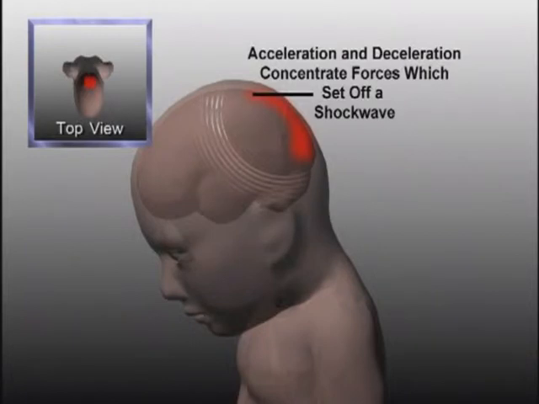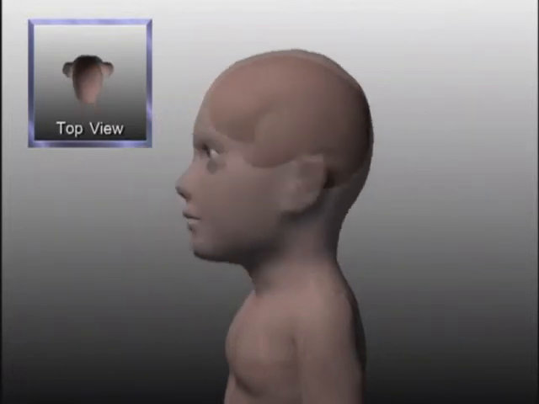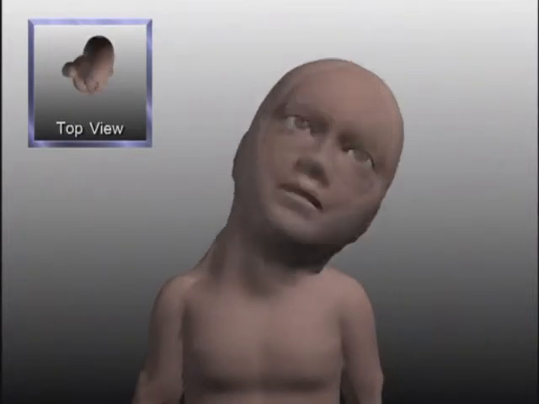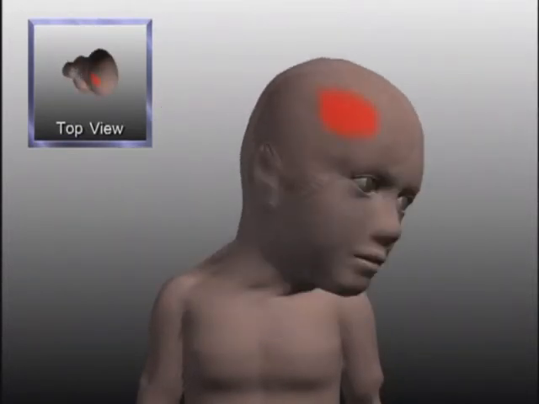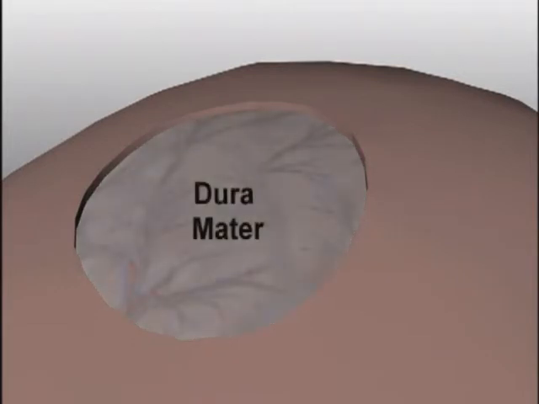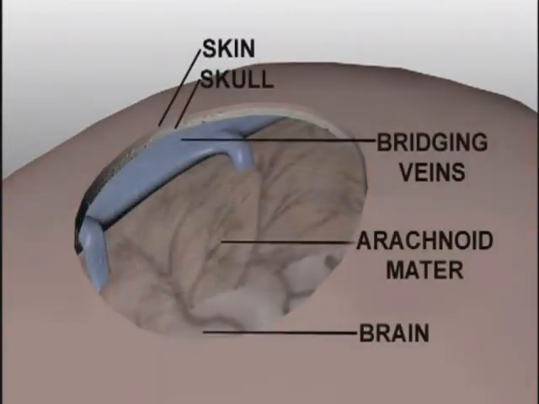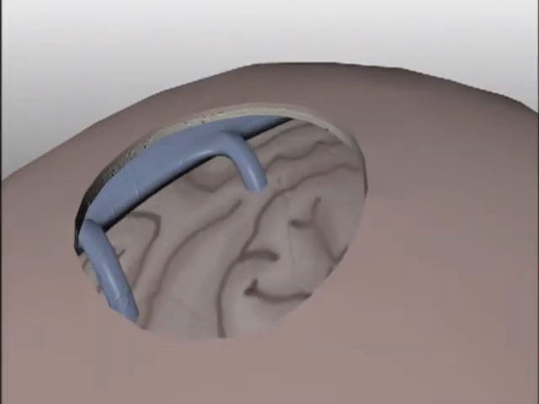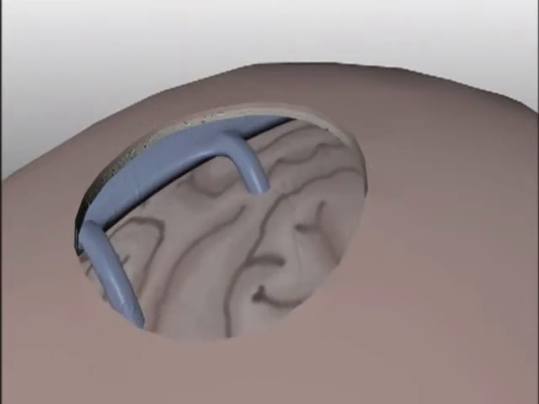Concentrated acceleration and deceleration forces are shown as shock waves, radiating throughout the brain. As the brain moves in a violent manner, the attached bridging veins will tear and hemorrhage, causing pressure and damage.